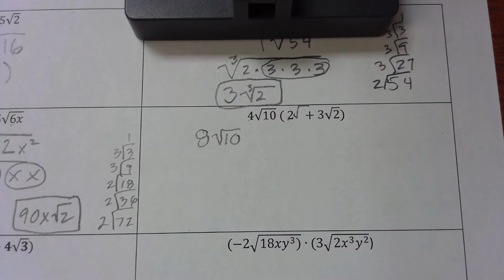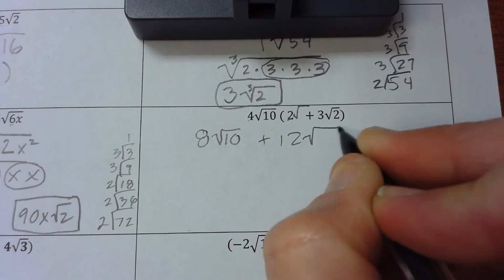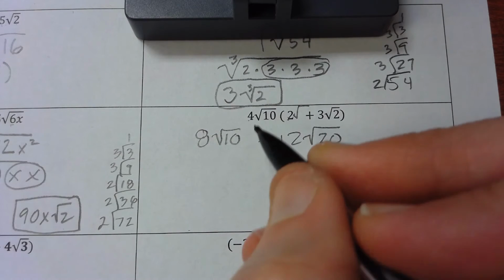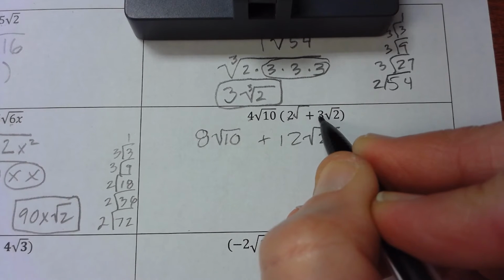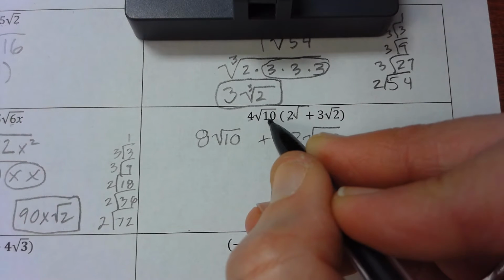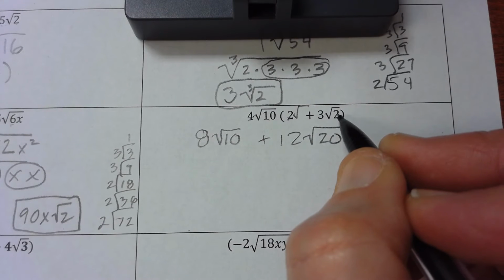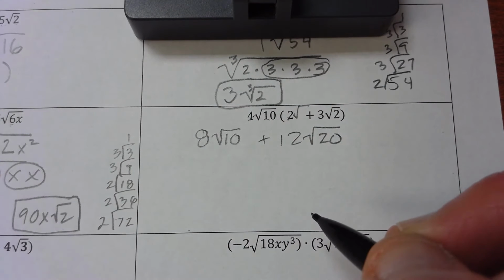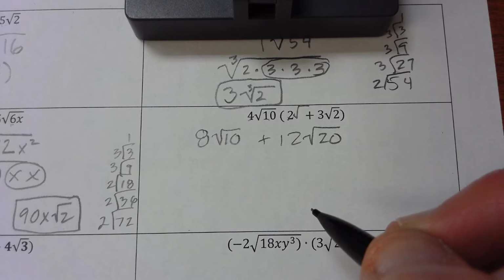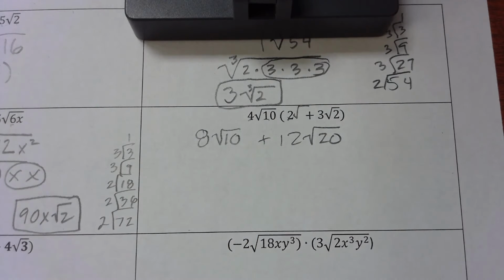All right, next we're going to do coefficient times coefficient. So that's going to be 12. Radicand times radicand. 12 square root 20. I did 4 times 3, that's the coefficients. And I did the radicand times the radicand. Okay? All right. And put a plus sign in the middle, just like we do when we're distributing. We're going to put a plus sign in the middle because that's what you do when you distribute.